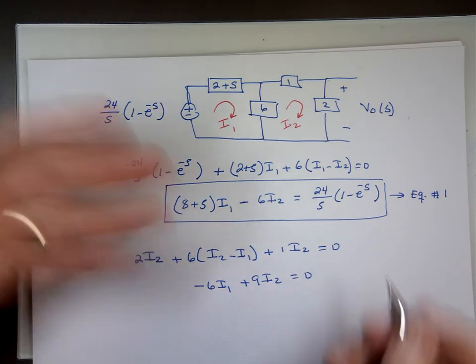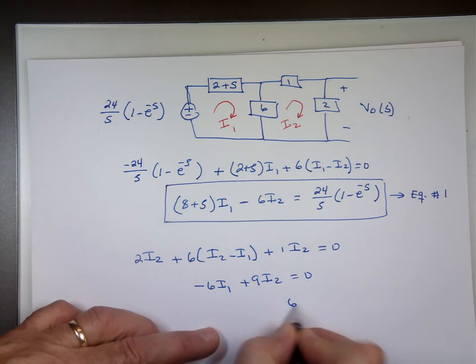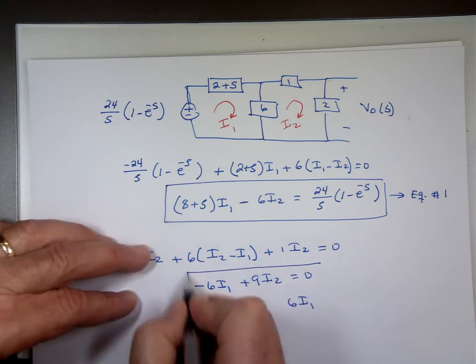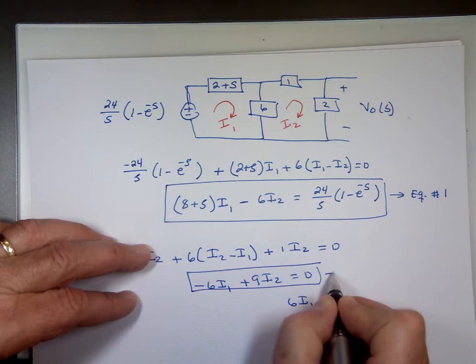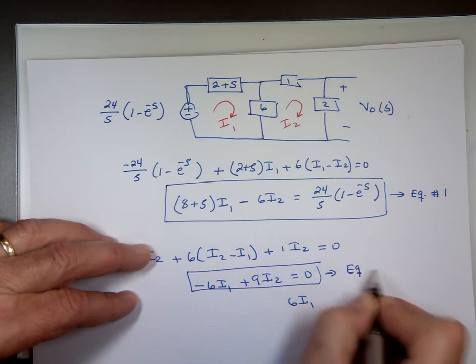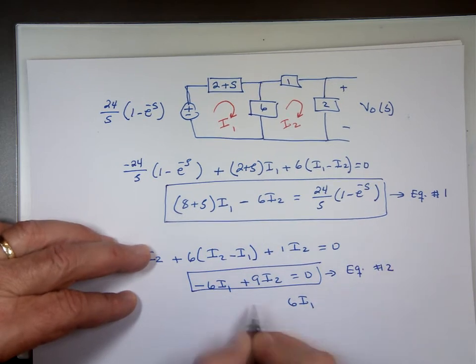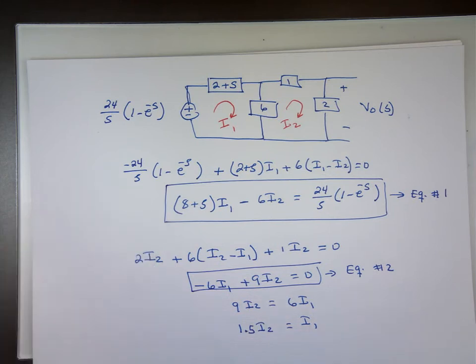Actually, do a quick math here. It says 6 I sub 1. That's equation 2. 6 I sub 1 equals 9 I sub 2. What's I sub 1 equal to? 1.5 I sub 2. If I know that, plug it in. Go back to equation number 1 and do that substitution.